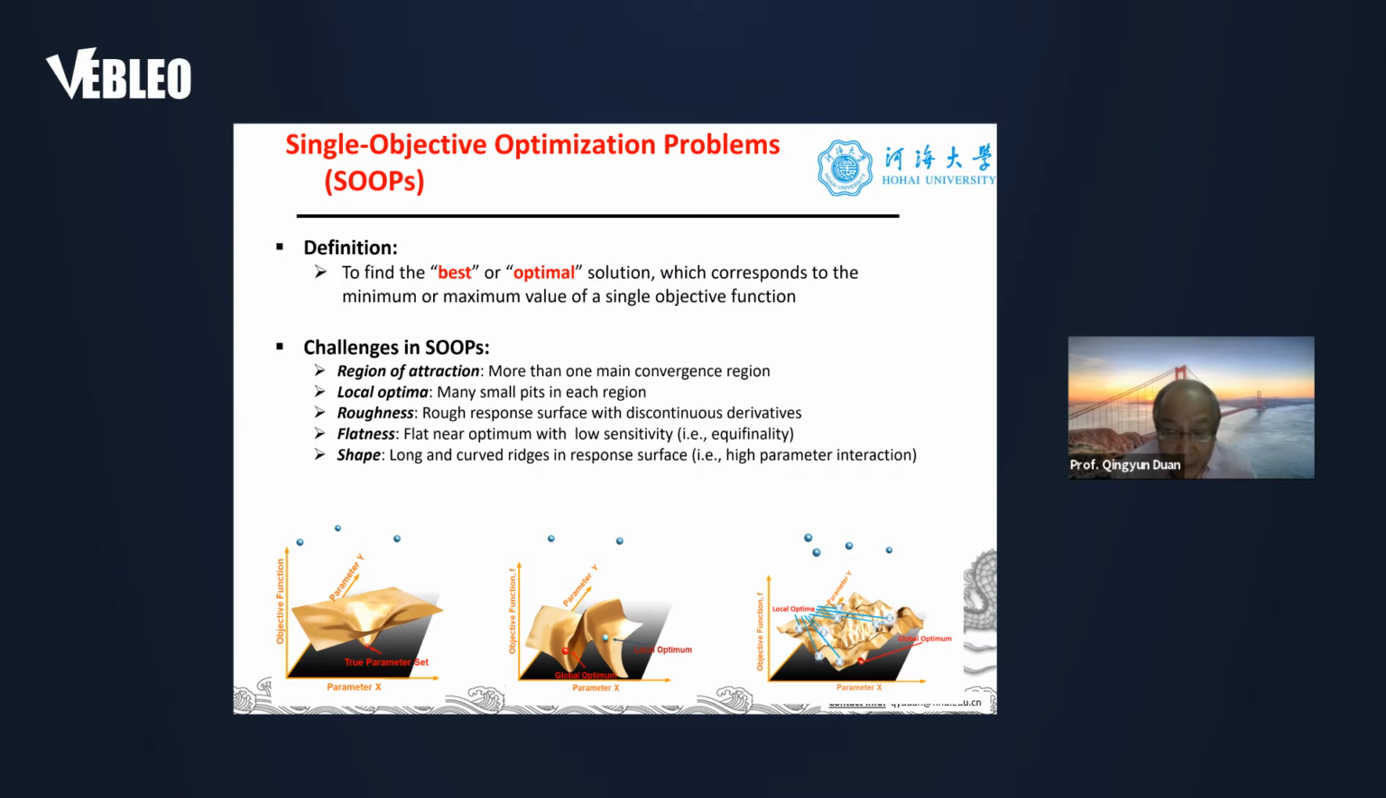In this kind of problem, you cannot calculate the derivatives because it's not smooth, making some of the methodology not available to use. And also the flatness, which means some parameters are insensitive, and it gives you this kind of issue, equifinality. Different parameters give you the same kind of objective function value, making finding the global optimal difficult. Also, the shape can be a challenge. The non-curved ridge in the response surface, indicating high parameter interaction, can complicate the search process.